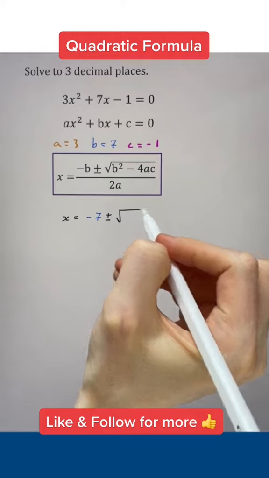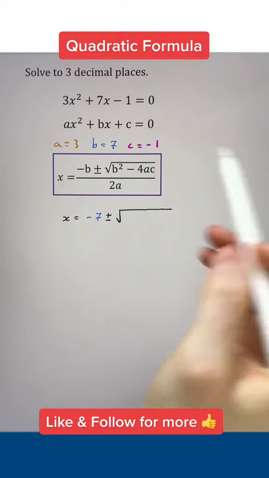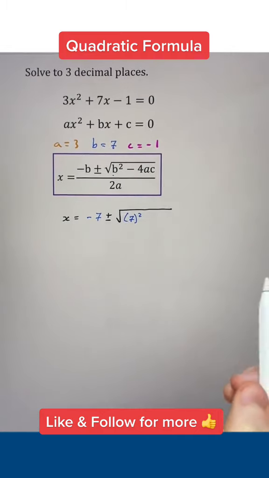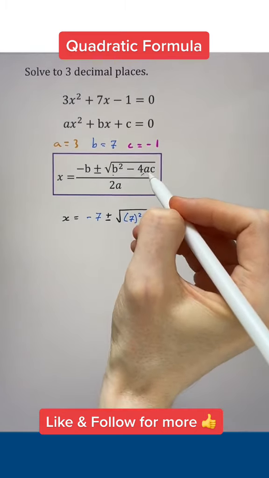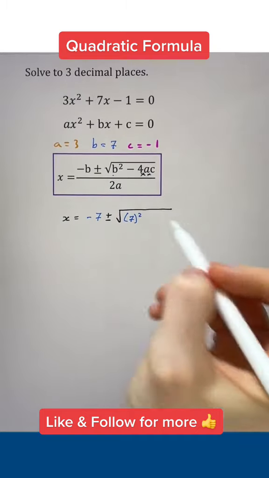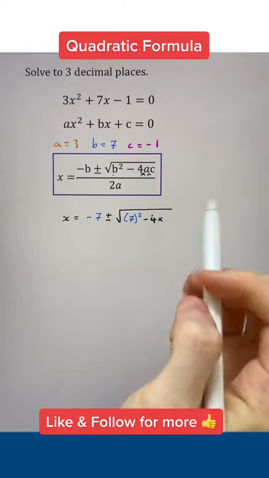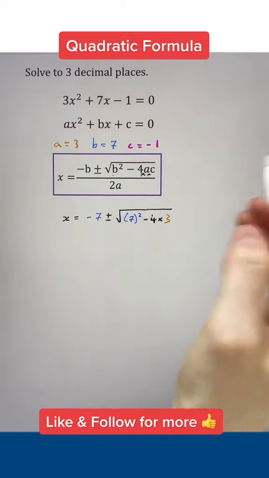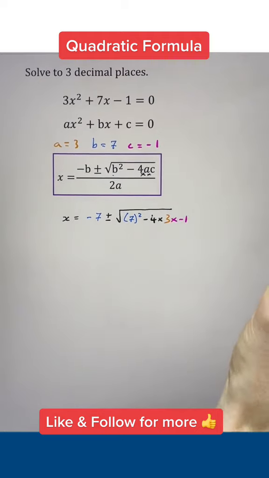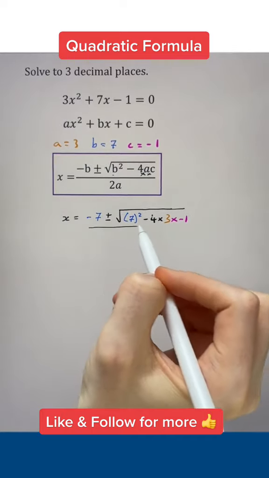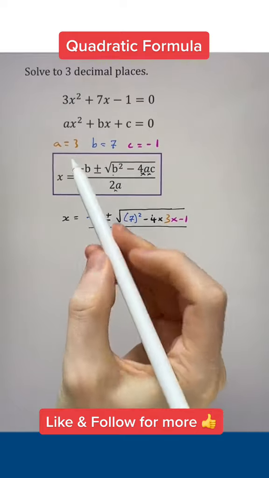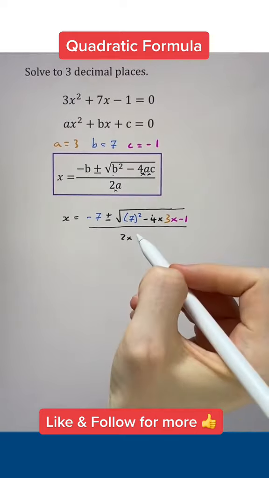I now have the square root of b squared, well b for me is 7. The number you're squaring, you should always place in brackets because we know when we square a number, it always turns positive. I now have -4ac, which in algebra means -4 multiplied by a multiplied by c. So in this case, -4 multiplied by a, which in this case is 3, multiplied by c, which in this case is -1. And remember, it's all over, so divided by 2a in algebra means 2 multiplied by a. In this case, 2 multiplied by a, which in this case is 3.